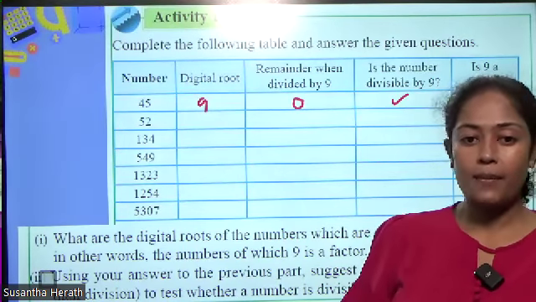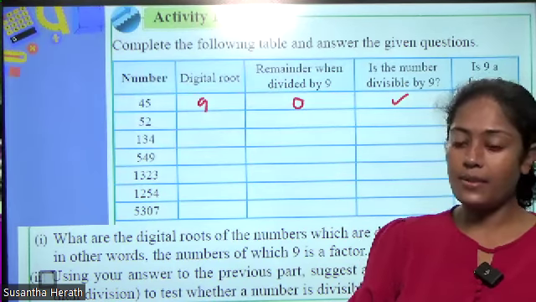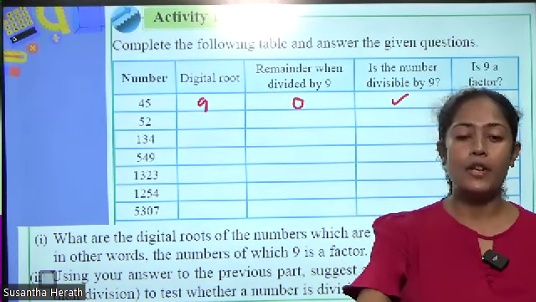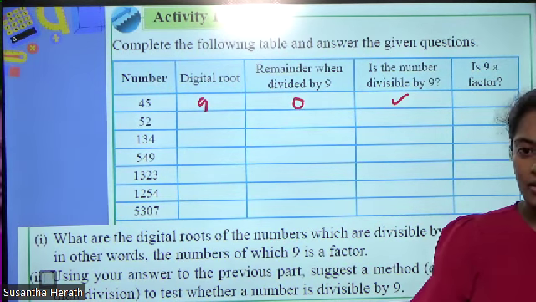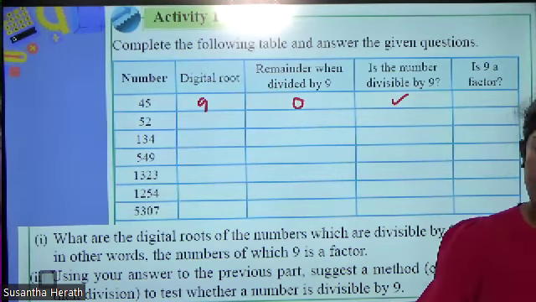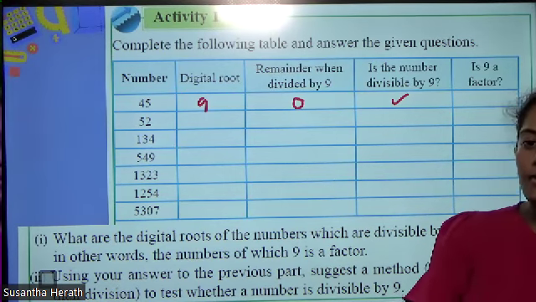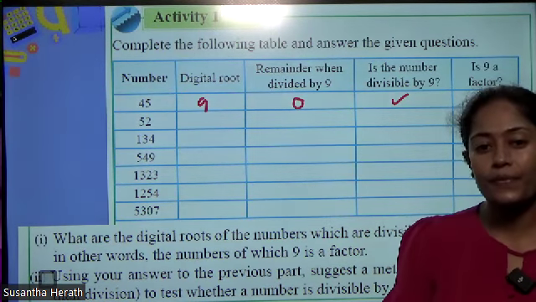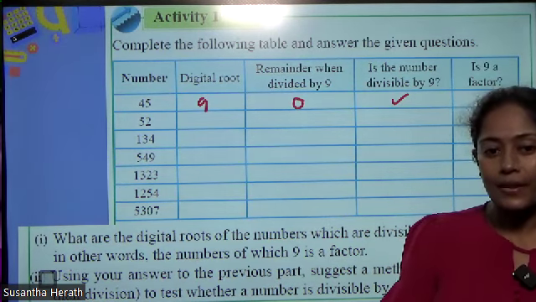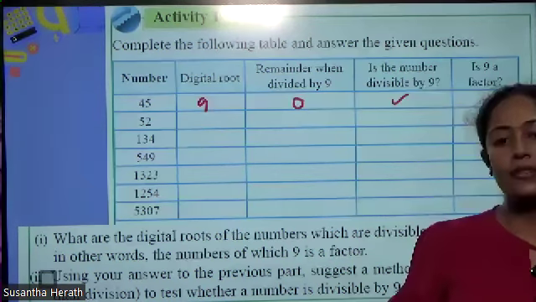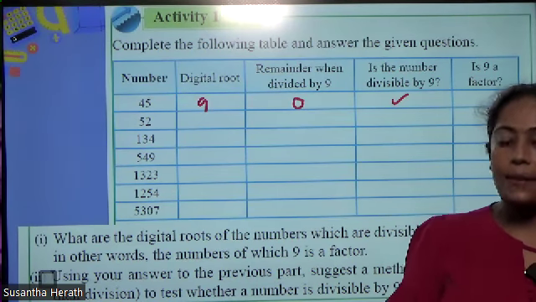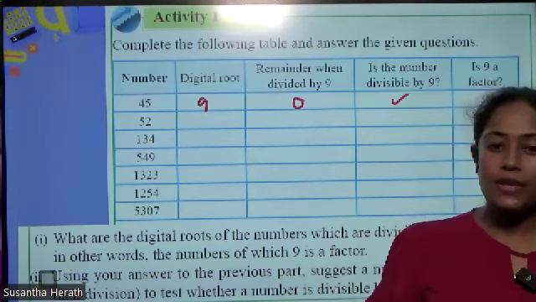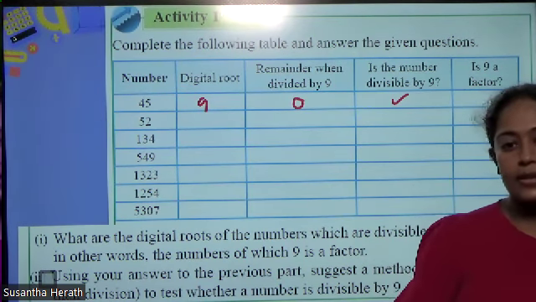Factor means if a number is divisible by another number. Think you have the value 4. Can you divide 4 by 2? Yes. So 2 is a factor of 4. Then can you divide 4 by 4? Yes. Then 4 is also a factor of that number. Understand? Yes, teacher.